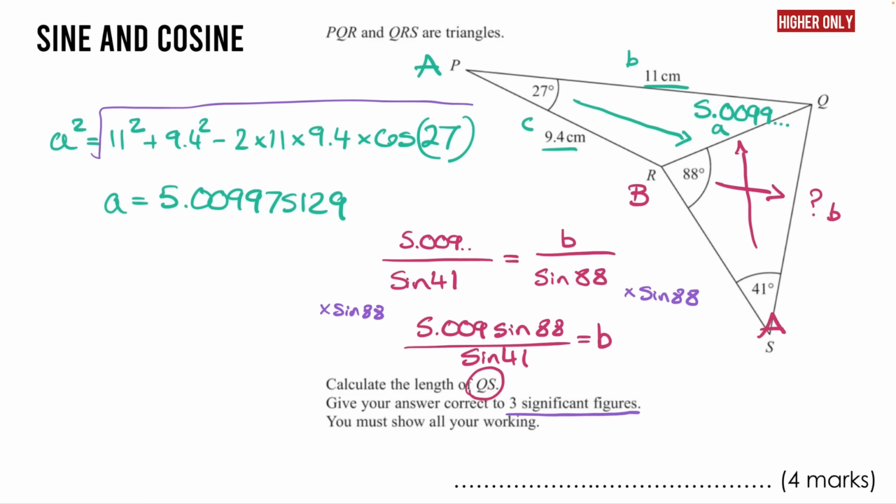So I can type that in. When I type it in, I'm going to use my answer button. So answer sine 88 over sine 41. And that's going to use that full unrounded decimal for me. And that comes out as, for B, 7.63181. And to 3 significant figures, that'll be 7.63. There we go. This is in centimetres, so 7.63 centimetres. And there we go. That was using the sine and the cosine rule together in the same question.